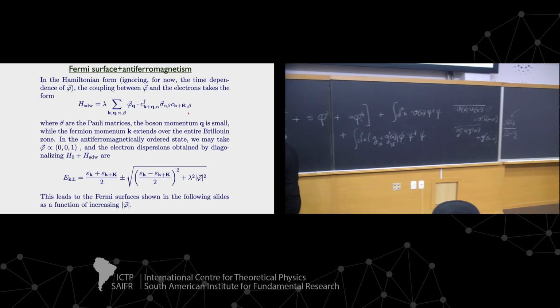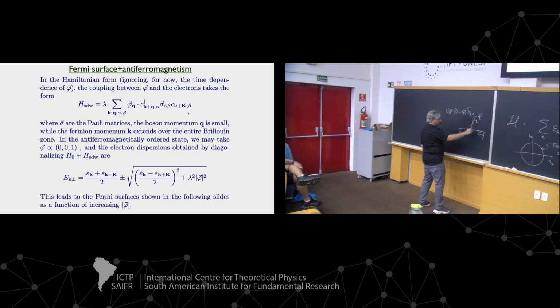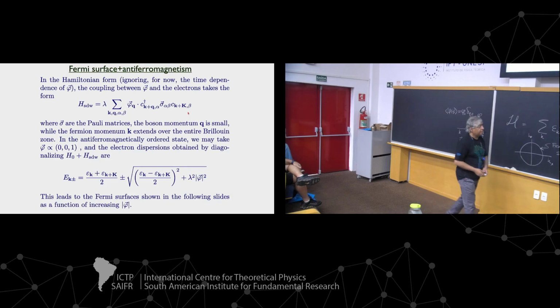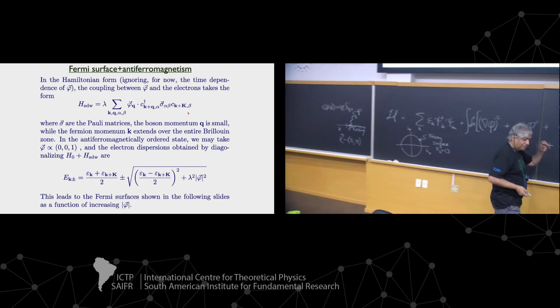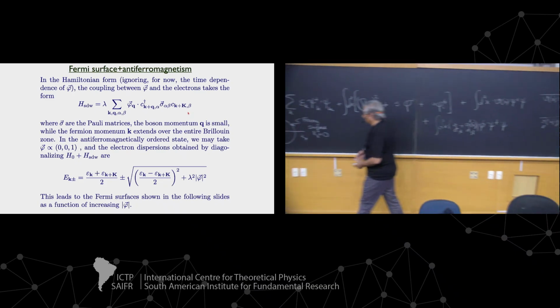And I'm sorry, this wasn't quite right. So what this couples to is the spin density. So if phi carries momentum Q, the spin density carries momentum capital K plus Q. So there should be a capital K here. That's actually crucial. And here capital K is the ordering wave vector, which is pi pi. Okay, so you just condense it, and then you have a very simple electronic Hamiltonian.